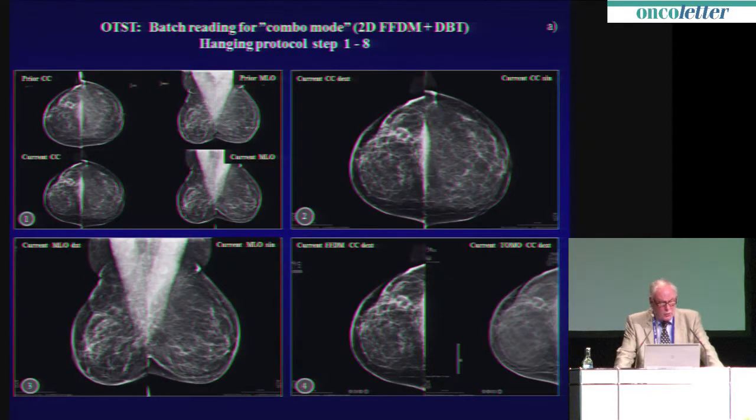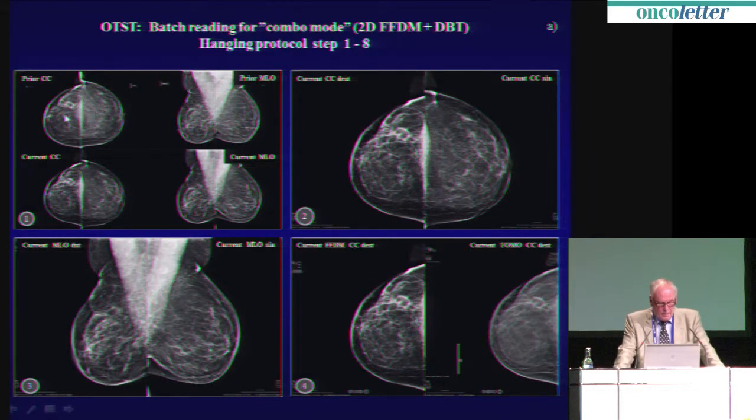I'll show you our hanging protocol, how we use it in Oslo. Before we started the trial, I made a suggestion for a hanging protocol. I said to my colleagues, if you have any improvement or suggestion for a better hanging protocol, I will listen to you. Otherwise, you have to do what I say and use this protocol.